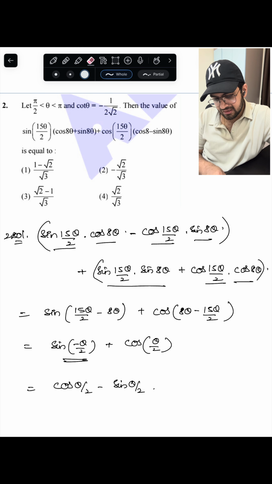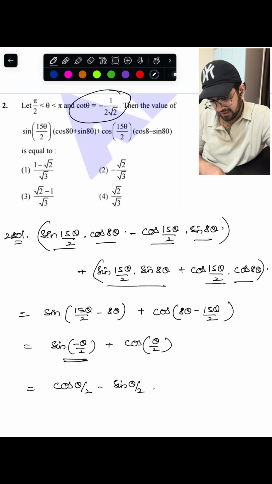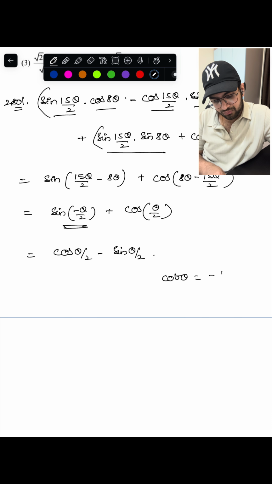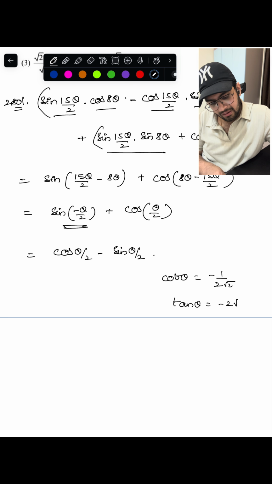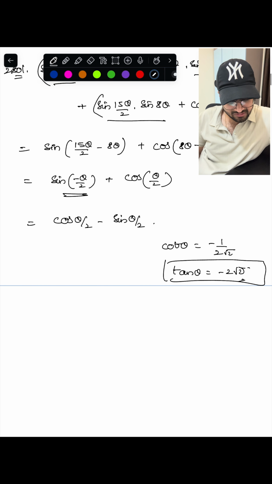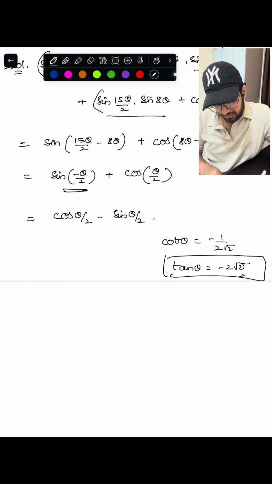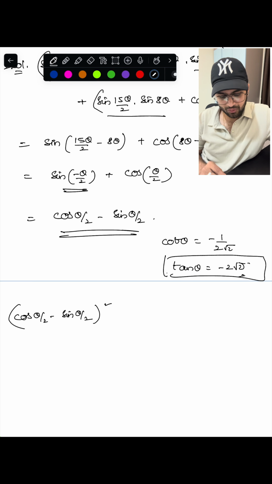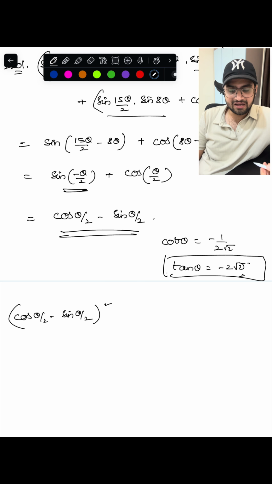But what is the data given here? Cot theta is minus 1 by 2 root 2, which is nothing but tan theta is minus 2 root 2. It is understandable, theta belongs to the second quadrant, so it is negative. Now from this data, we have to evaluate this. So I will consider (cos theta by 2 minus sin theta by 2) whole square, because it will convert theta by 2 in terms of theta, since we have to use theta.